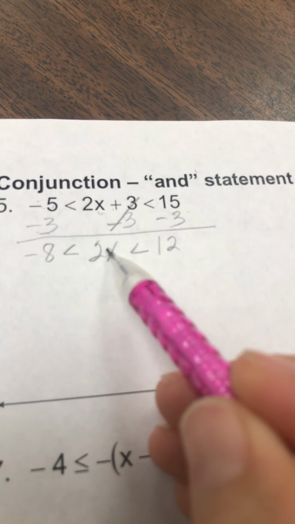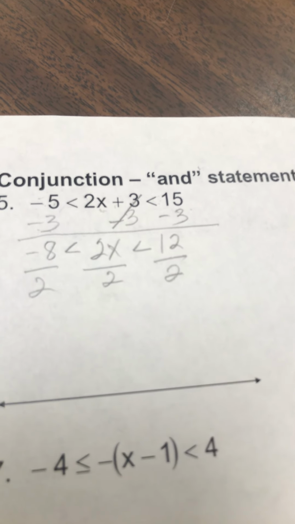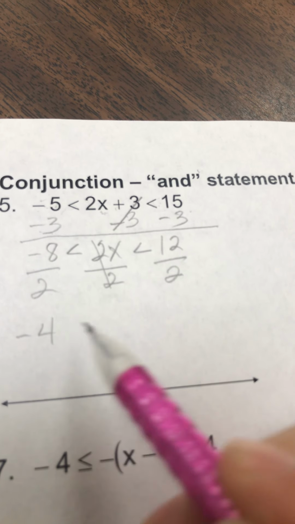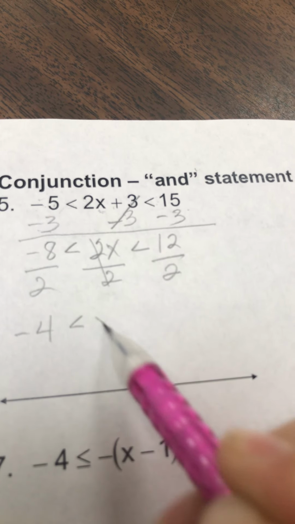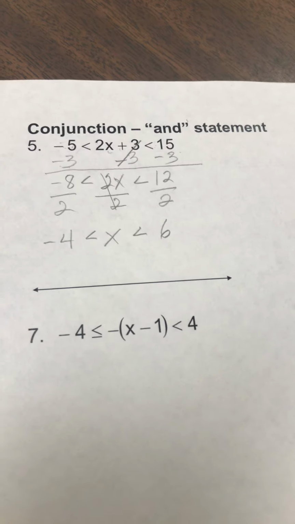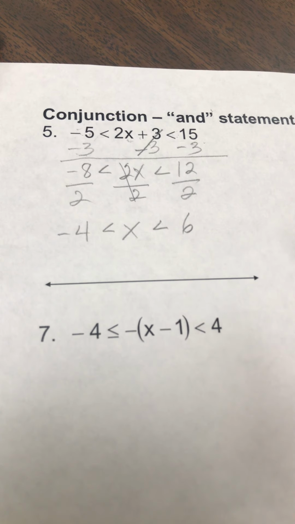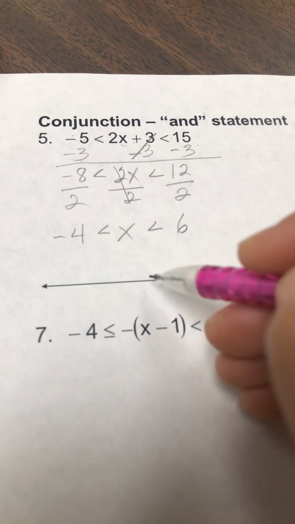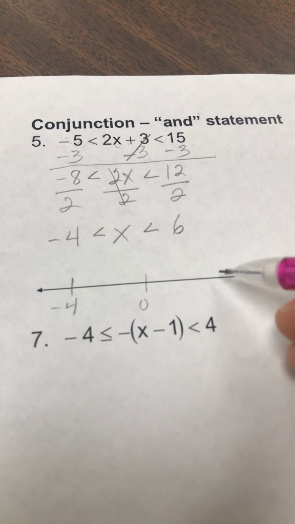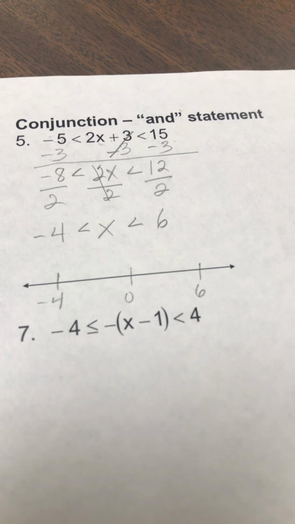Okay, and now to get this equal to x, we're going to divide by 2. And we're going to do it on both sides. So now those cancel, and you're going to have negative 4 is less than x is less than 6. All right, so that's the answer. And now we just need to graph it. Okay, so let's go ahead and put our 0, and we'll put negative 4, and we'll put 6. Now what's it saying?